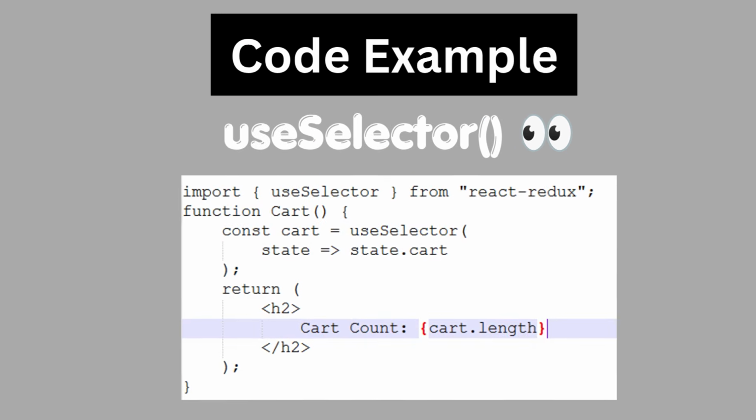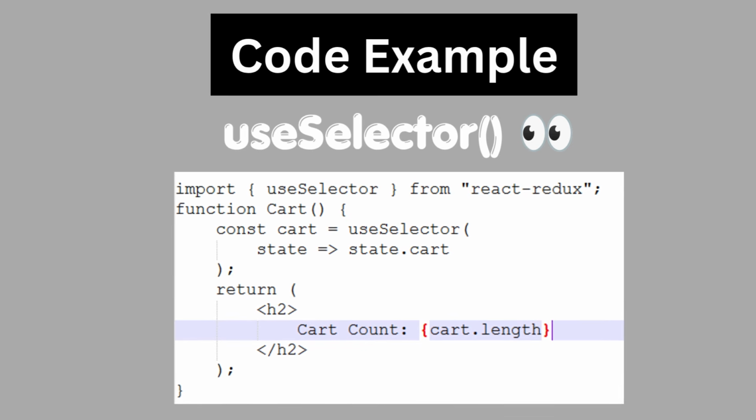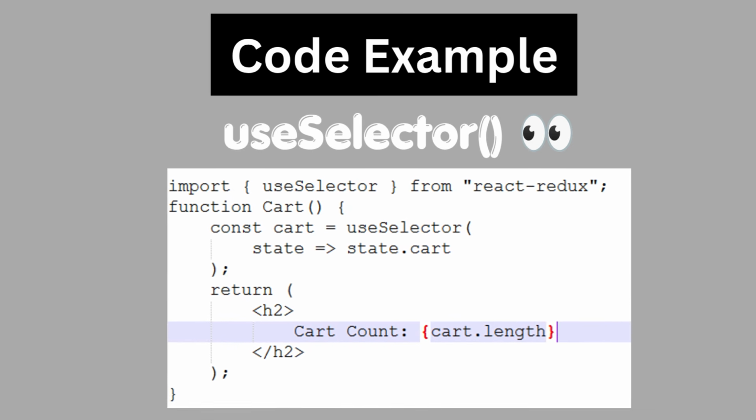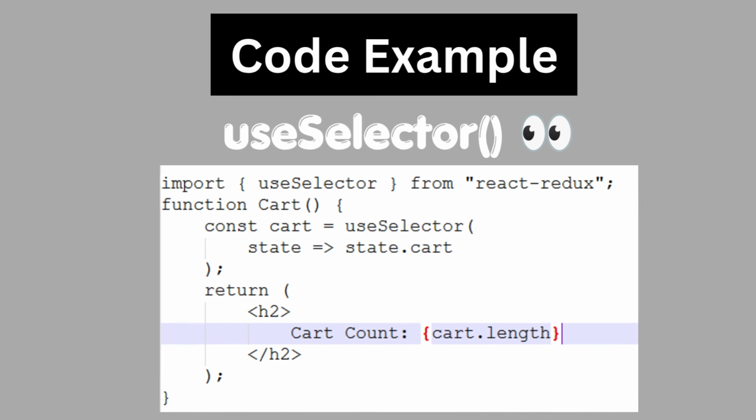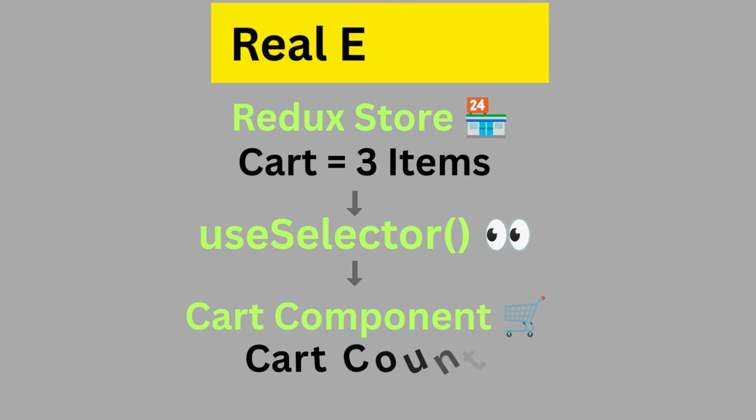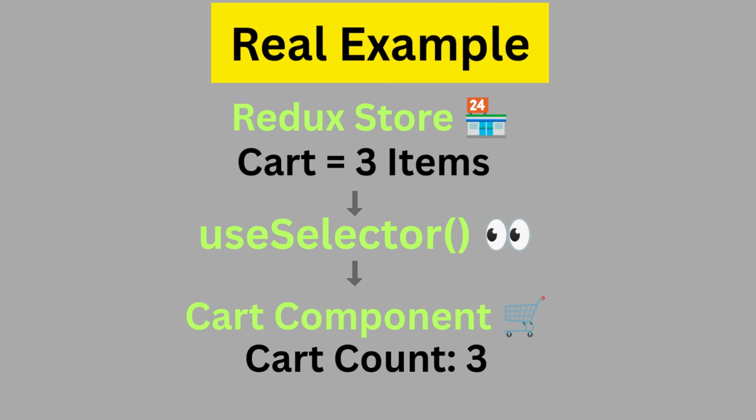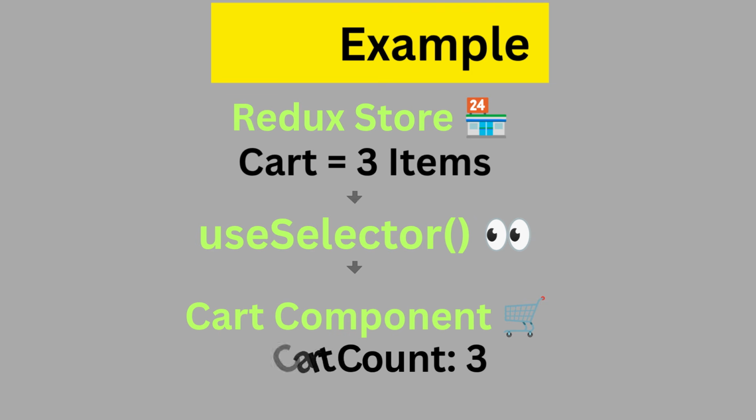Here the useSelector reads the cart from the Redux store. If a new product is added, the cart count is automatically updated on the screen. Think of useSelector as reading data from the Redux store. It always gives your component the latest state.